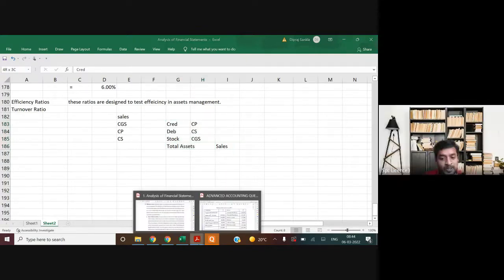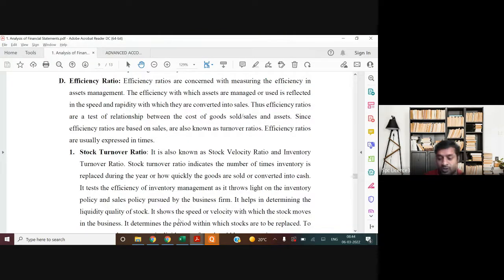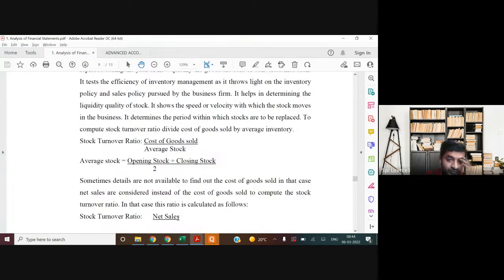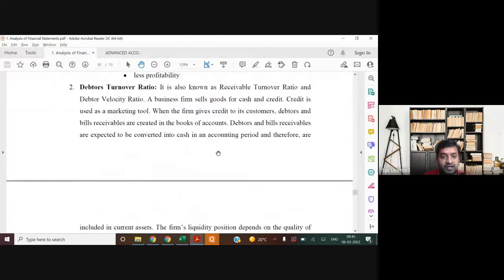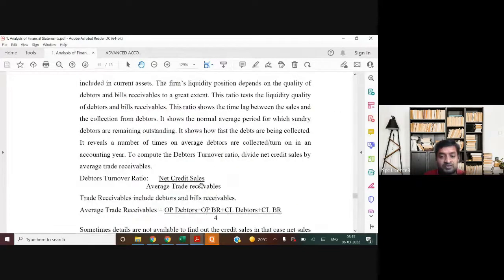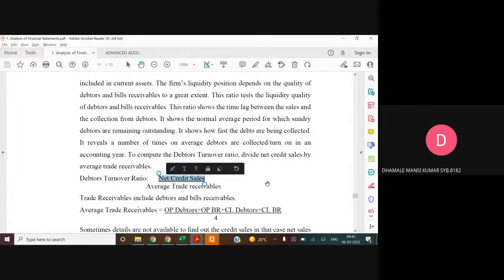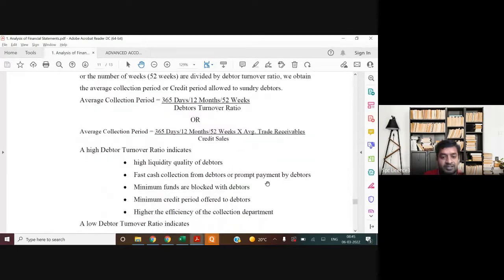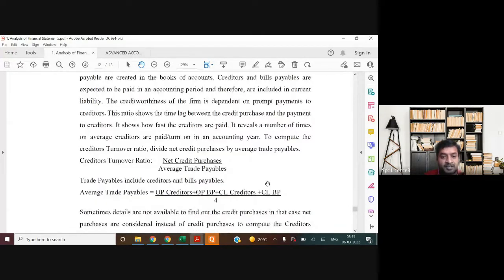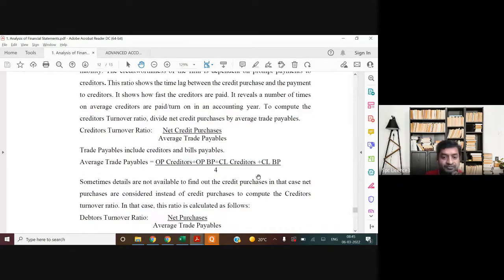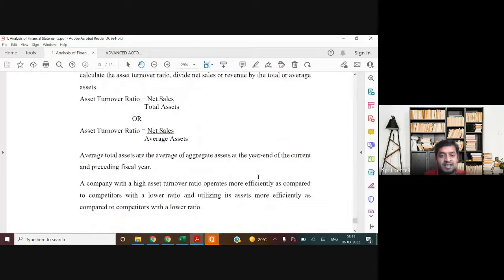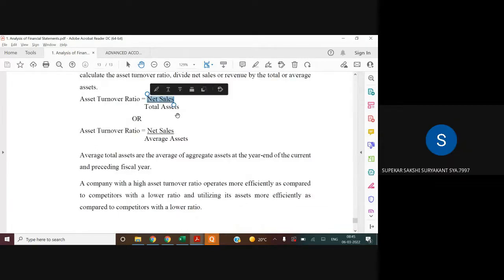Okay, I'll show you quickly. Now look here. Stock turnover ratio: which accounting term is considered in the formula? Cost of goods sold. Very good. Now, in the debtor turnover ratio, which figure is here? Credit sale. Next is the creditor turnover ratio: credit purchase. And finally, for assets, which figure is here? Net sales.